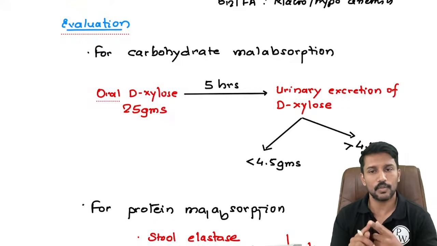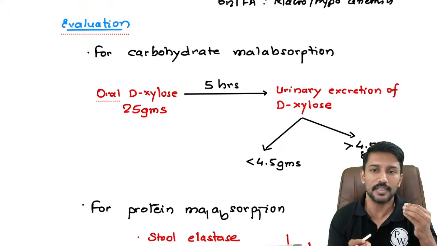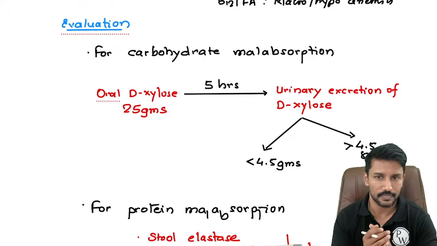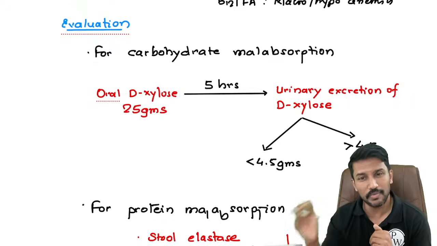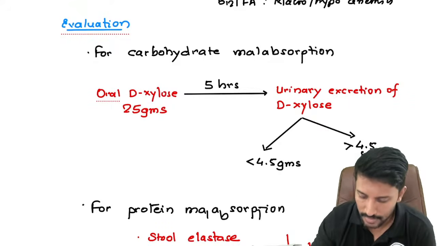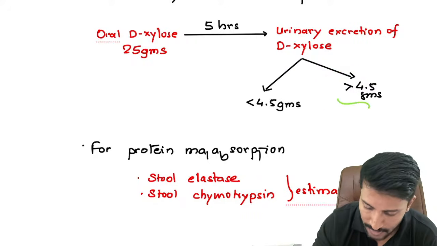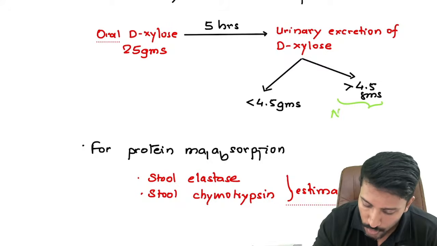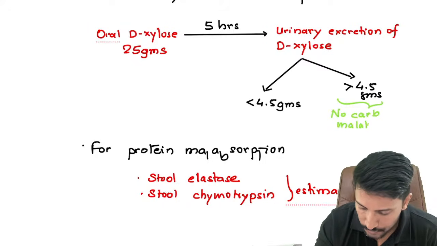D-xylose is. D-xylose has excellent absorption at the intestine, but zero utilization by the tissues. Our tissues cannot use D-xylose for calories, for generating ATPs. So whatever D-xylose I have taken in, the kidney will eliminate it. And if kidneys excrete more than 4.5 grams within 5 hours, that means a good amount of D-xylose has been absorbed. There is no carbohydrate malabsorption.